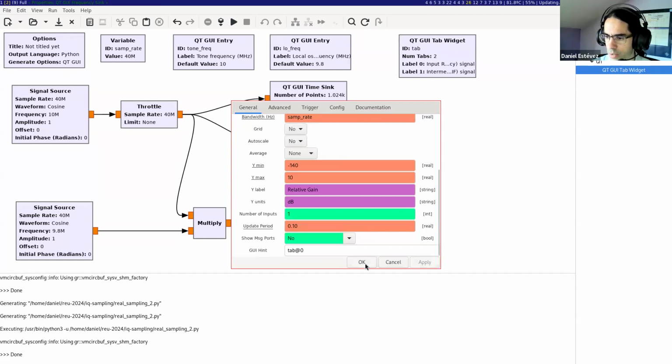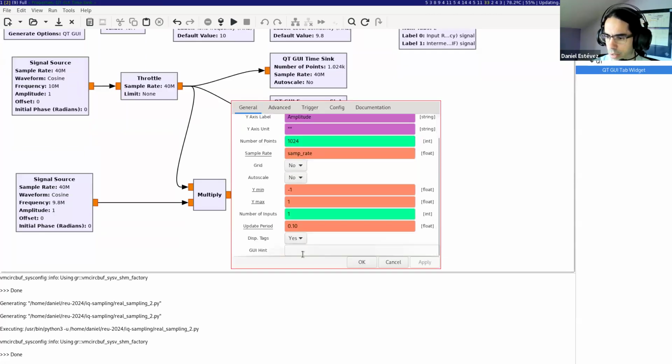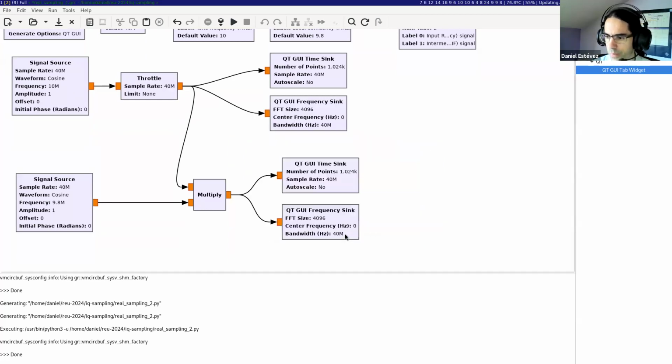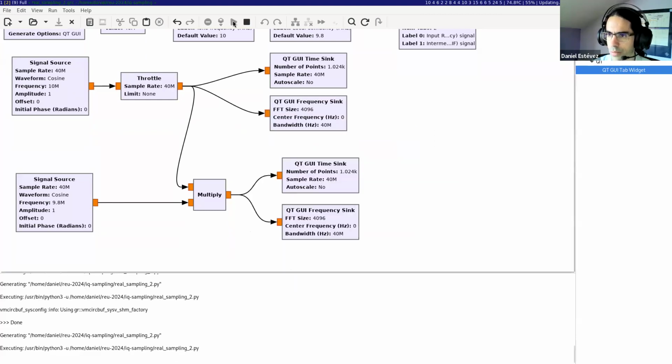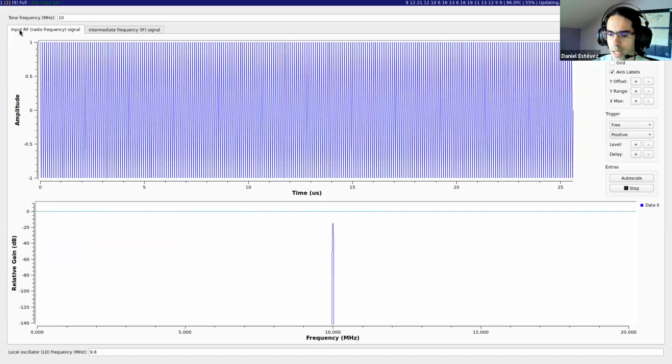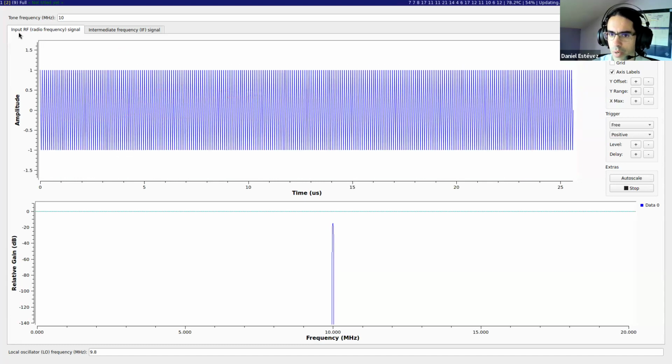Tab 0 to assign it to the first tab, and here I want to do tab 1 for the second tab, and the same thing for this one. So now I have 2 tabs. These entry boxes do not belong to any of the tabs because I haven't assigned them to any tab. I could do so if I wanted to, but probably it's better to leave it like so for this flow graph. So this is the input radio frequency signal.